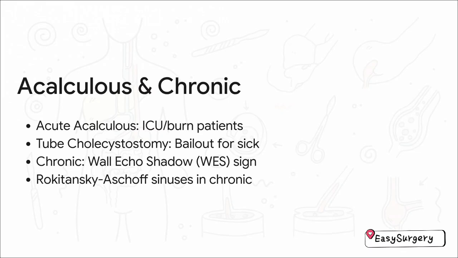And if a patient suffers multiple recurring attacks over time, they develop chronic cholecystitis. On ultrasound, you'll see the classic wall echo shadow or WES sign. Histopathologically, you're looking for Rokitansky-Aschoff sinuses. If those rupture, they trigger a highly destructive condition called xanthogranulomatous cholecystitis.